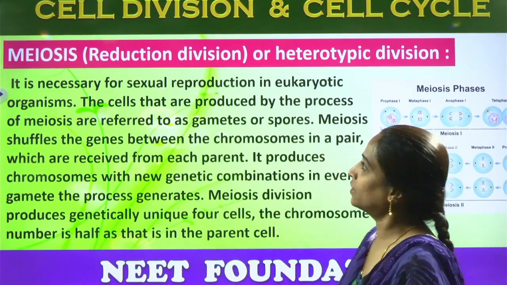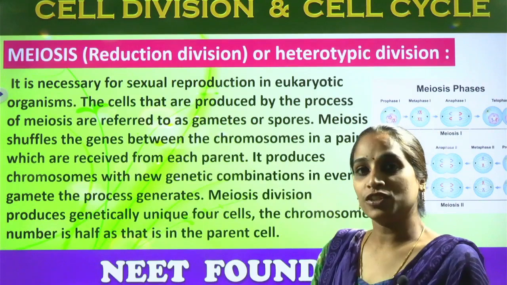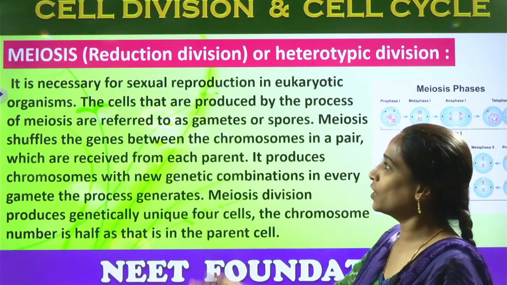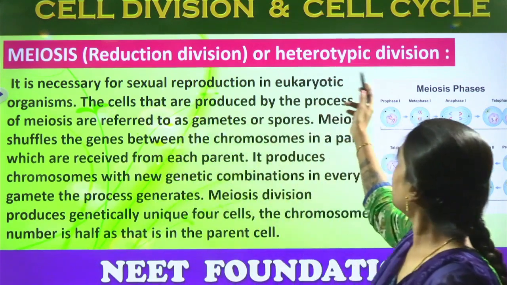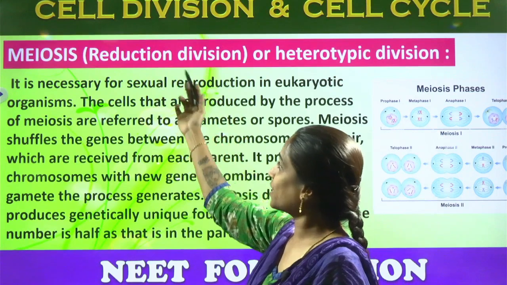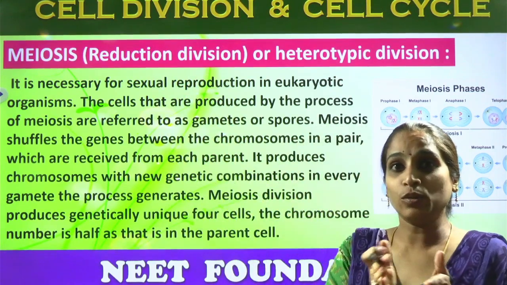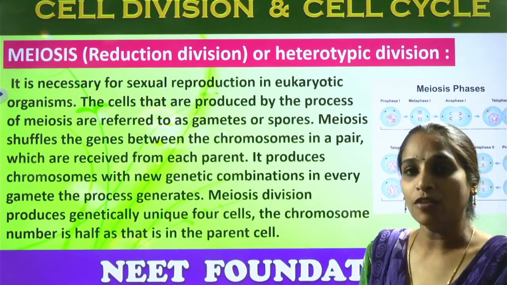And in this session we are going to discuss the third type of cell division, called meiosis, also called reduction division, or heterotypic division. Why is it considered a reduction division? It reduces the number of chromosomes.